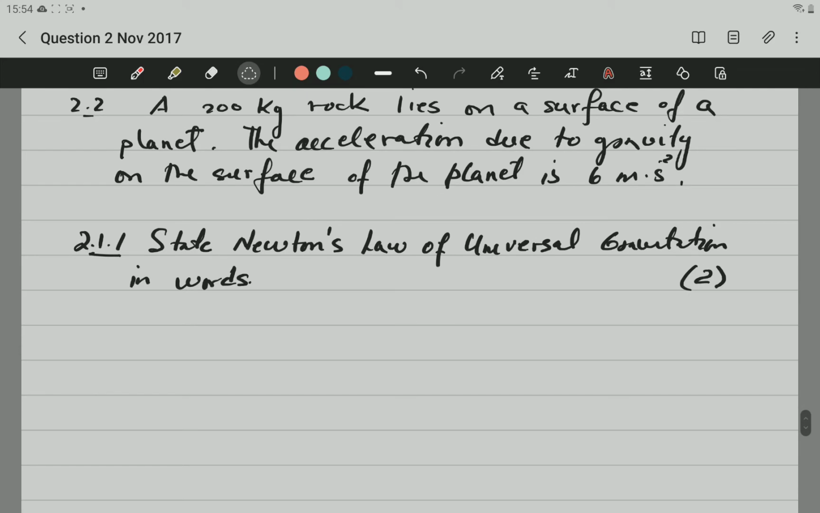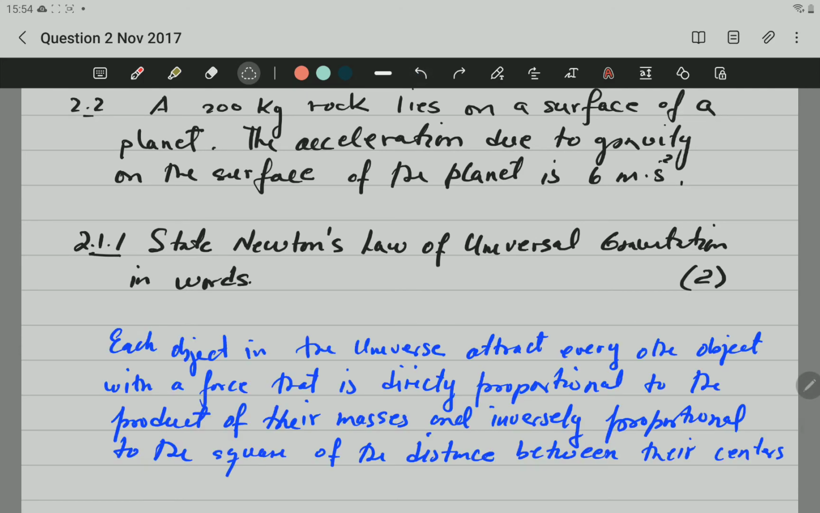So this law states that each object in the universe will attract every other object with a force that is directly proportional to the product of the masses. You get 1 mark for saying that, and that the force is inversely proportional to the square of the distance between their centers, and that is the second mark for this question. This question carries 2 marks.